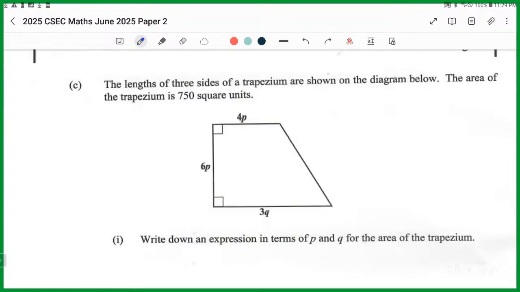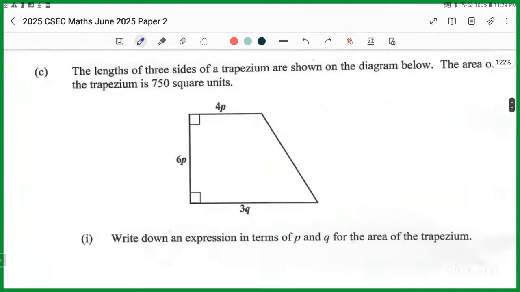No response. All right. Question says, the length of 3 sides of a trapezium are shown in the diagram below. So that's a trapezium. I see the 90 degrees here and here. In that, these are the 2 parallel sides. It must be parallel because these 2 interior angles are 90 degrees.